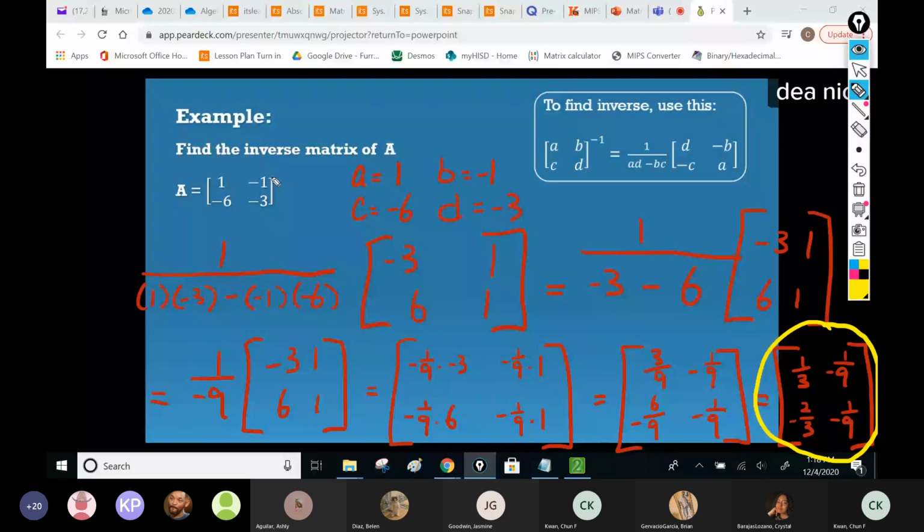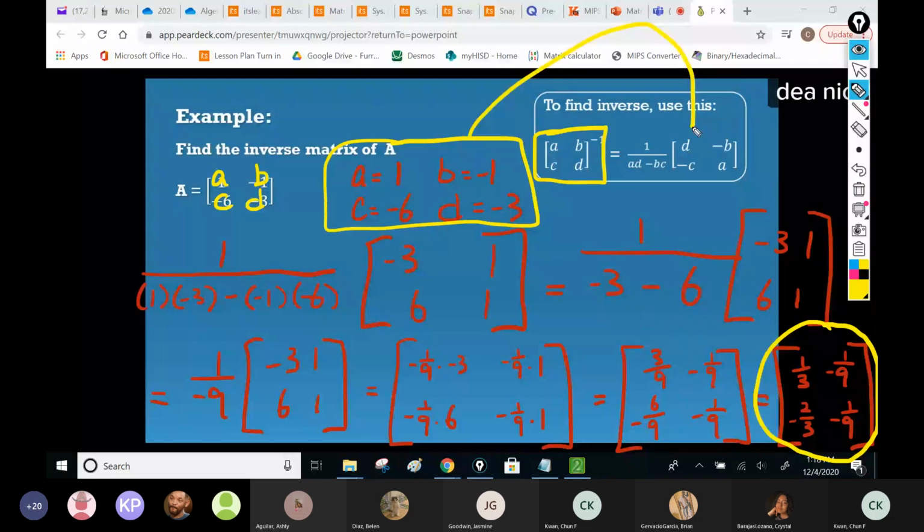First step is you have to identify the numbers A, B, C, and D. You have to identify which number is A, B, C, and D according to this part right here. So this part tells you that A is right here, and then B, and then C. Once you figure out A, B, C, and D, usually I will write it again, put it outside, and then I'm going to plug it into this formula on the right here.